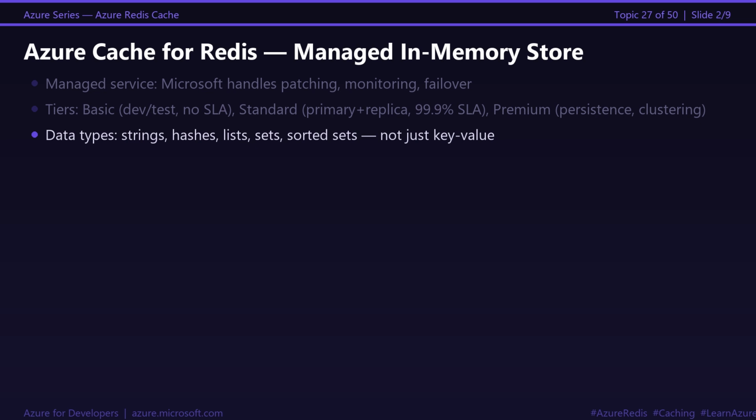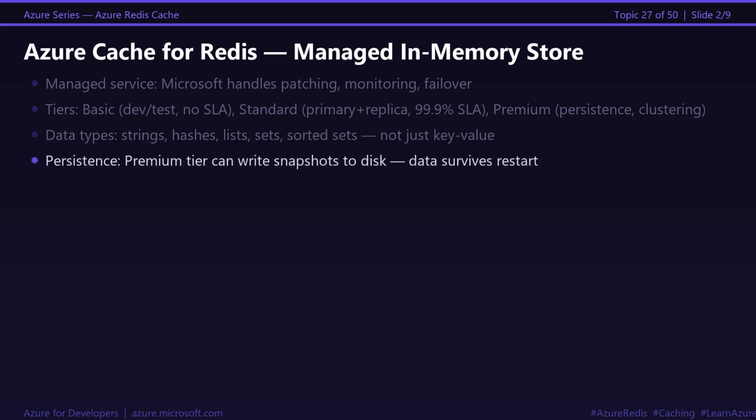The persistence option on Premium is worth understanding. Redis is an in-memory store, data is lost on restart by default. With persistence, Redis takes periodic snapshots to disk. If the instance restarts, it recovers from the last snapshot. Use this for session data or any data you cannot afford to lose on a restart.